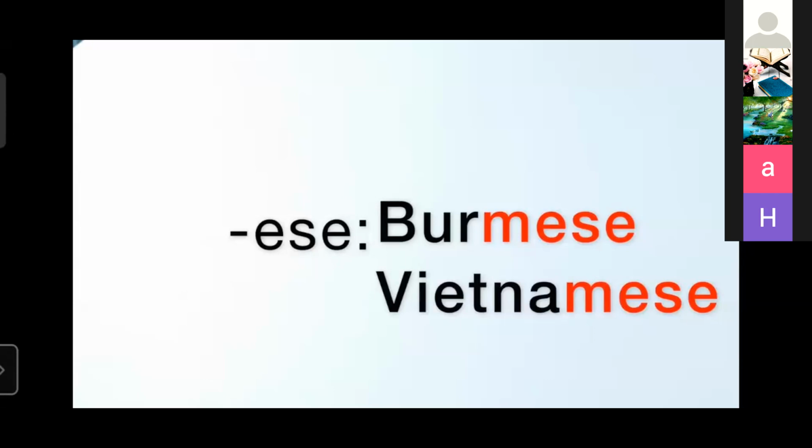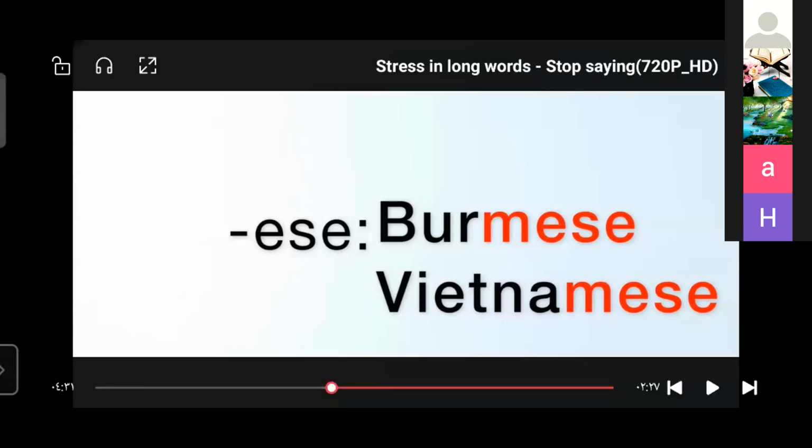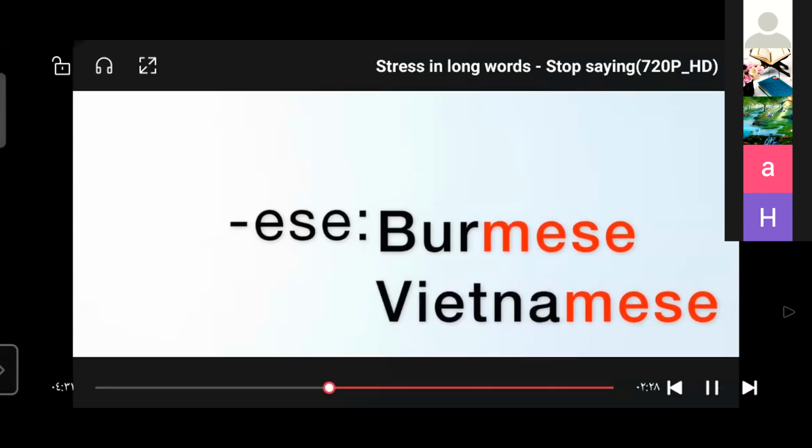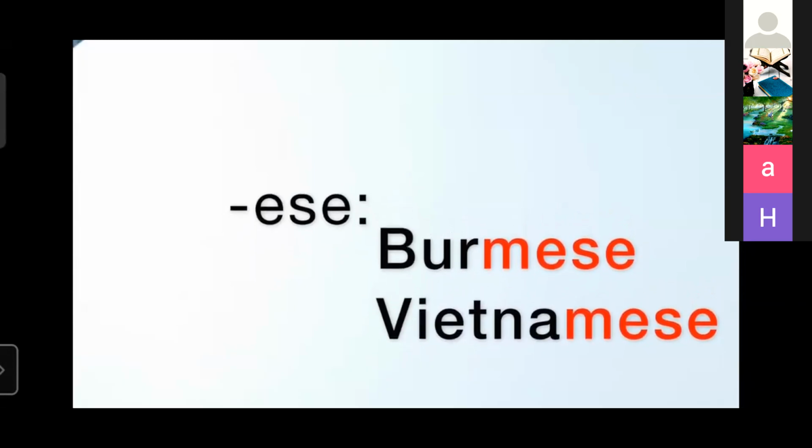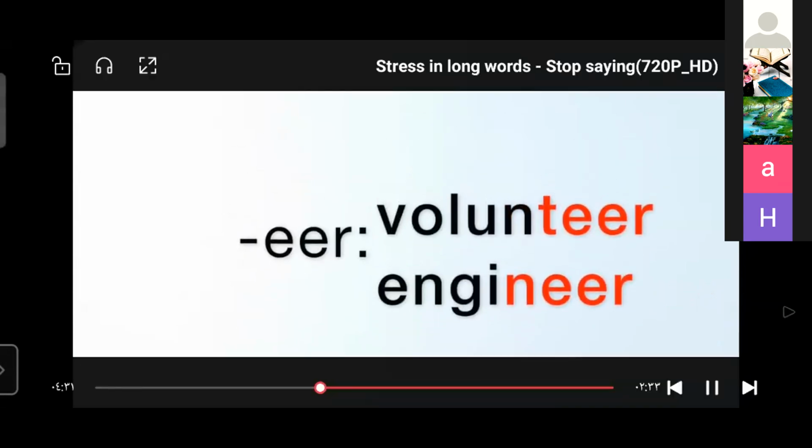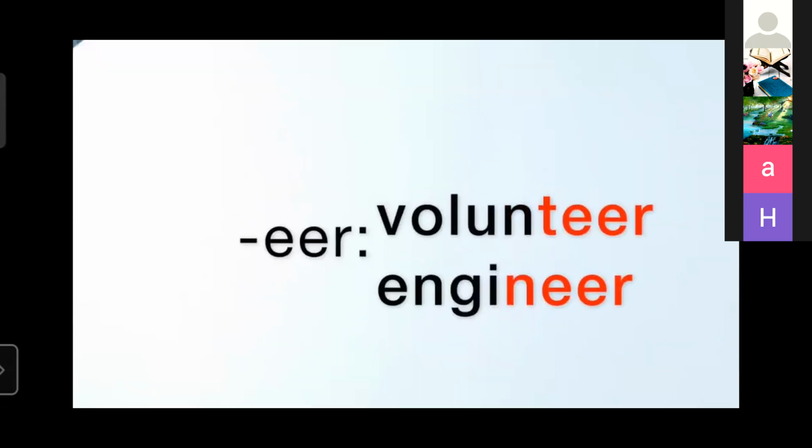And this is another example. The syllable ESE, okay? Burmese, Vietnamese. And give other examples of ESE. Chinese, Japanese, Portuguese. What else? Try to think of other examples. Cheese. Yes. So you can think of a lot of words and encourage your learners to think of as many words as they can to practice the rule with you.